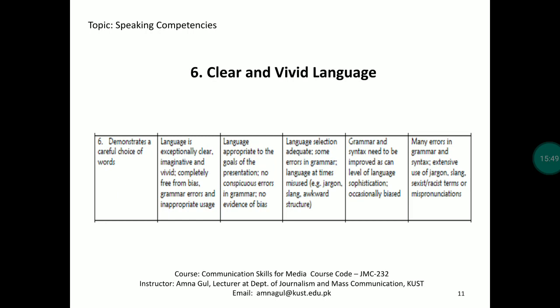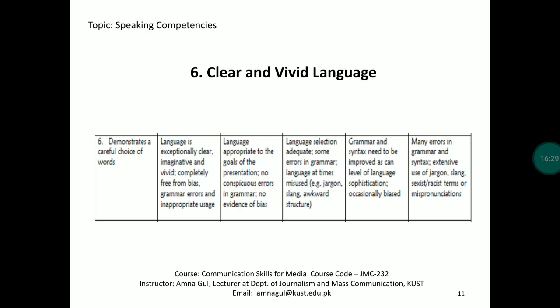The sixth competence is clear and vivid language, which means that the student or the presenter demonstrates a careful choice of words. In case of an advanced level speaker, language is exceptionally clear, imaginative, and vivid. It's completely free from bias, grammatical errors, and inappropriate usage. As for a proficient level speaker, language is appropriate to the goals of the presentation. There aren't any errors in grammar, and there is no evidence of bias.